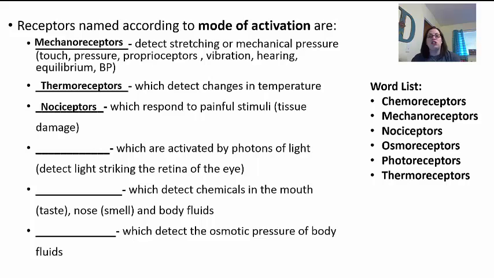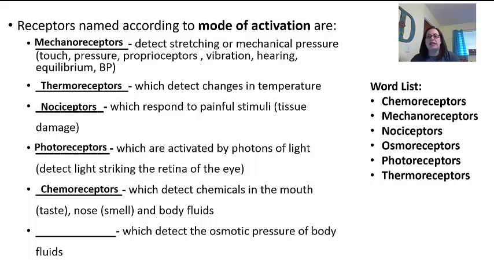The next one, these are activated by photons of light, okay? These are only going to be located in your eye, and these are what we call photoreceptors. Guys, photo means light, and this is why if you're a photographer, you always have to have light to get a good picture. If you don't have light present, the picture just looks black, okay? So this is why light is so important to photography, but light's also important for your photoreceptors in your eye.